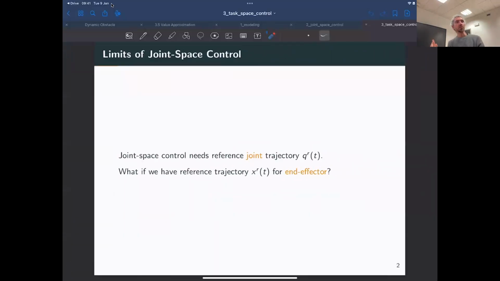So task space control allows us to start from a reference movement for the end effector, for instance, whereas actually the end effector could be anything. It could be the hand, but it could also be a foot of the robot. It could be the head of the robot. It could be the center of mass of the robot. Whatever function of the robot state could be the end effector. And given a reference trajectory for that end effector, we want to figure out how to control the system so that it follows that trajectory at its best.